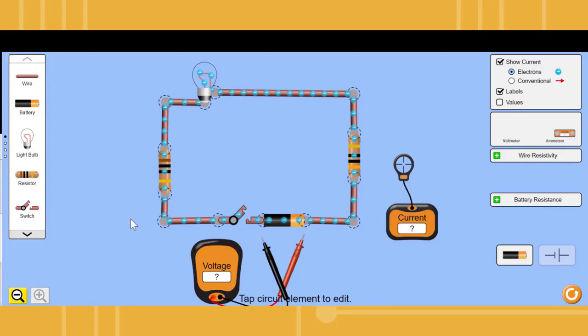So I've built a 3 resistor series circuit from simulations from CU Boulder. And we're going to use those to see how different components affect the voltage or potential difference, the current, and how much power is being put out by that part of the circuit.